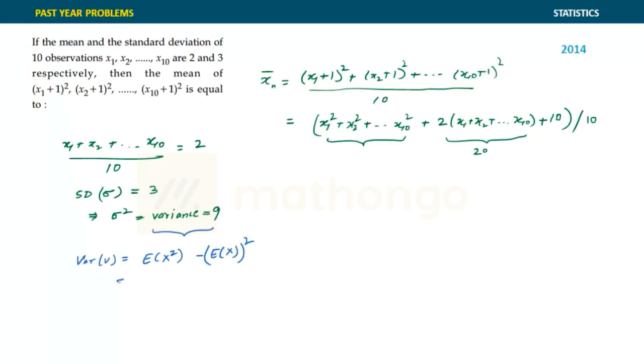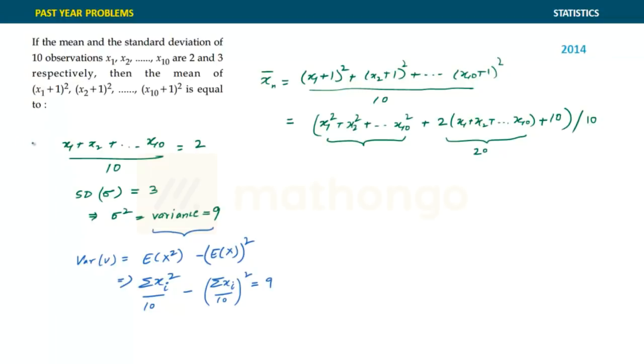So what is E x square? E x square is nothing but the summation of squares of the observations divided by the total observations, which is 10. This will be the summation xi divided by 10, that is the normal mean, whole square. Now this value is already given to you as 9, right? And you also know the value of summation xi by 10.